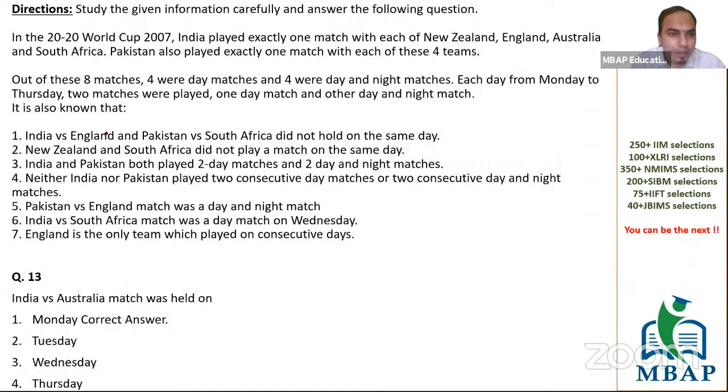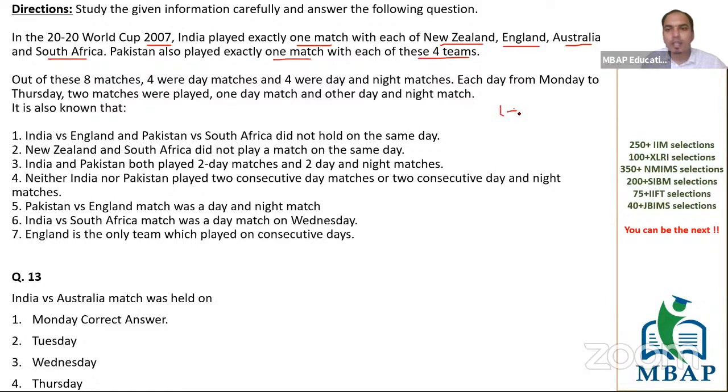Perfect. Going ahead, this is the next set, which is a games tournament set. Let me have a quick check. Yes, perfect. So this is a T20 World Cup. India played exactly one match with each of the New Zealand. These are given. Pakistan also played exactly one match with each of these four teams.